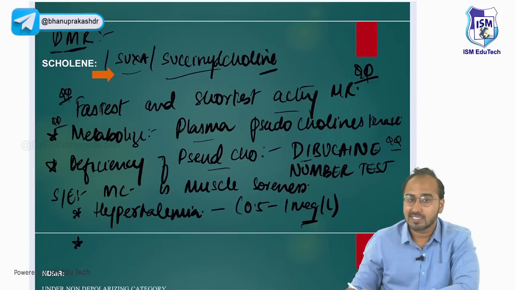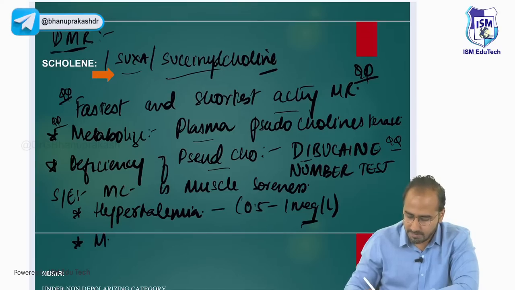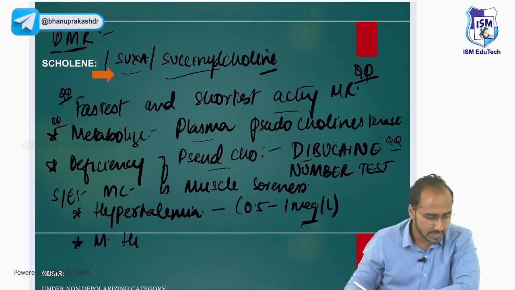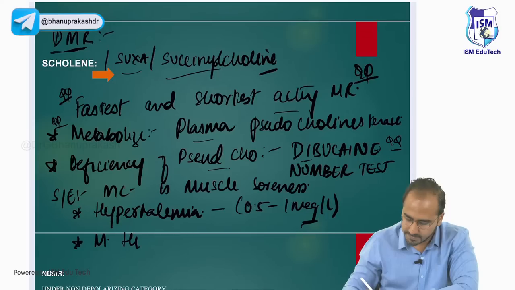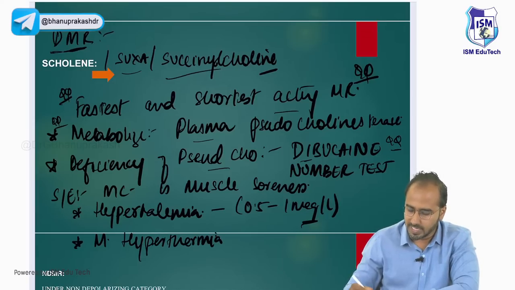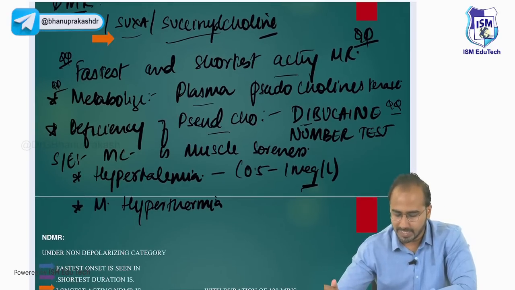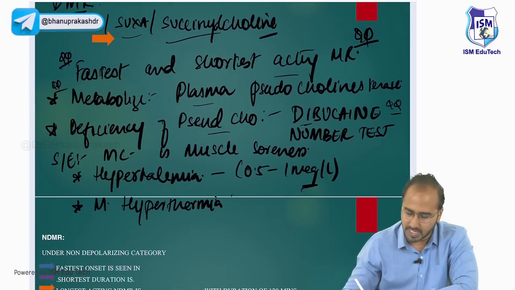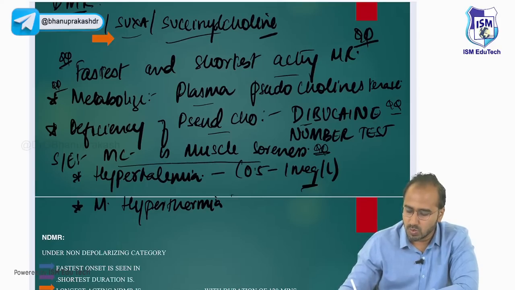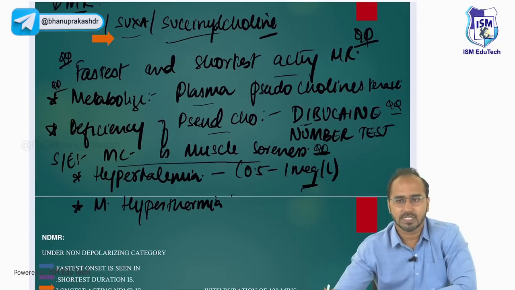Last, the most dreadful side effect of succinylcholine is malignant hyperthermia. Is this clear? Malignant hyperthermia is the most dreadful, but the most common complication of succinylcholine is muscle soreness.